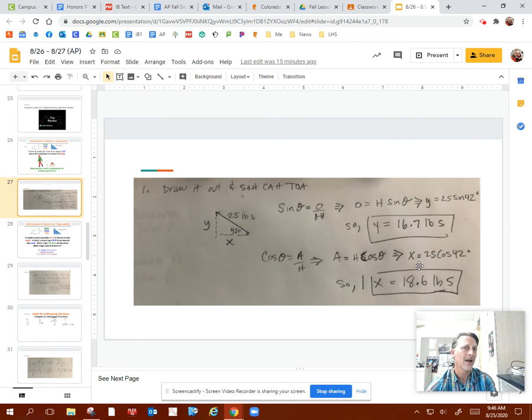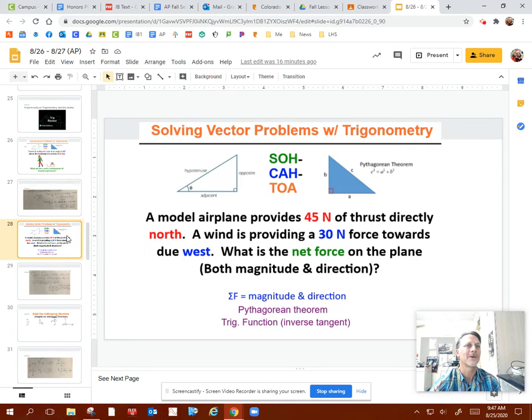Remember, it's SOHCAHTOA: cosine equals adjacent divided by hypotenuse, and then I can go ahead and get 18.6, and those are my components. Okay, that's a skill you'll need to use a lot in physics, so get on top of your SOHCAHTOA rules. Next one here is sort of doing it in reverse.